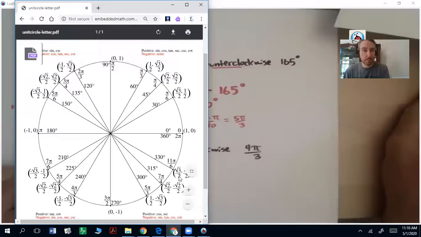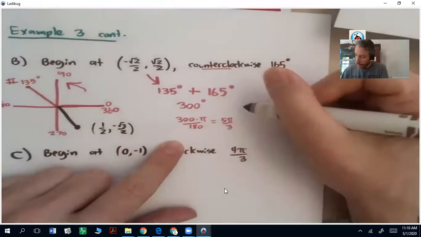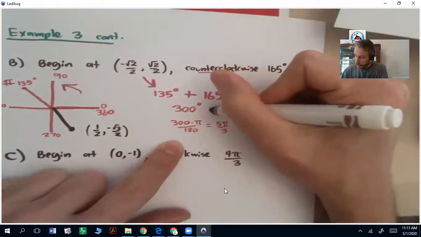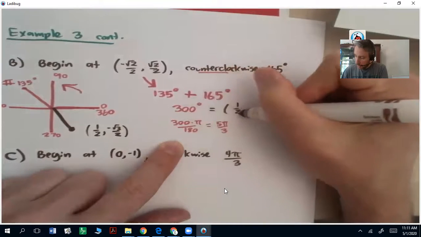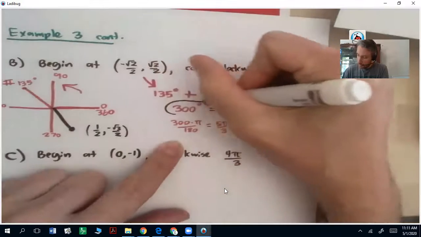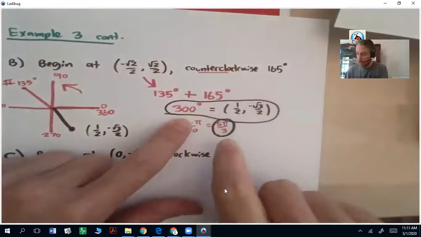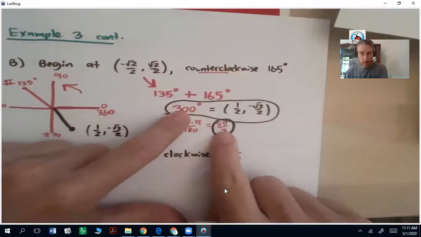Let's double check that. So at 300 degrees, we're at 1/2 comma negative square root of 3 over 2. Awesome. And then we got 5 pi over 3. So 300 degrees, 1/2 comma negative square root of 3 over 2 is your location. And it's also 5 pi over 3 as a radian. So remember, these are both angles. This is a degree, that's a radian.